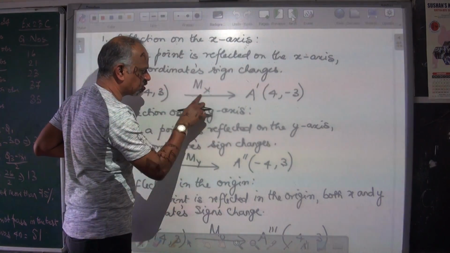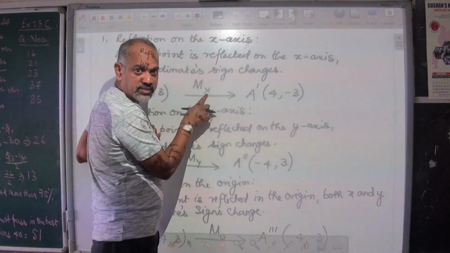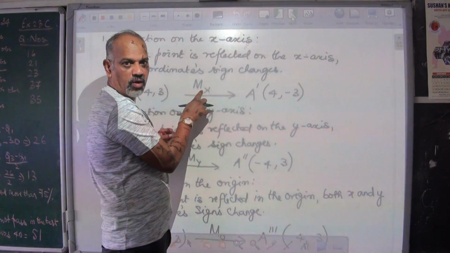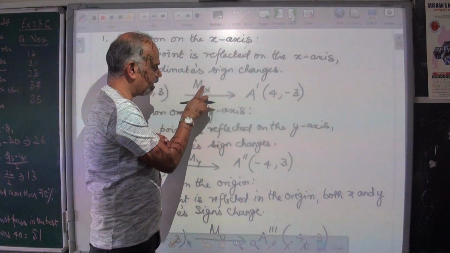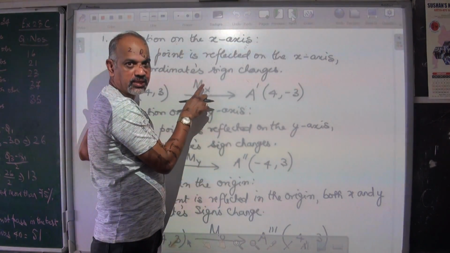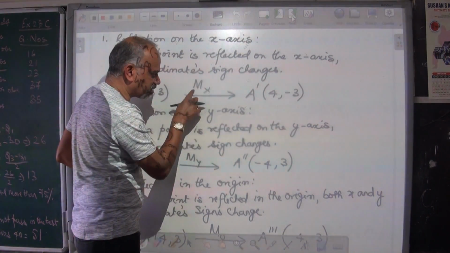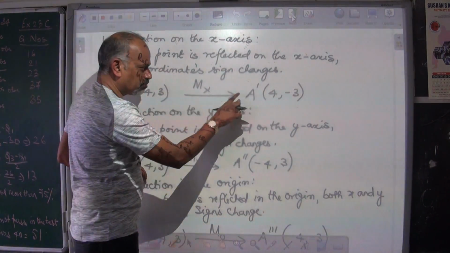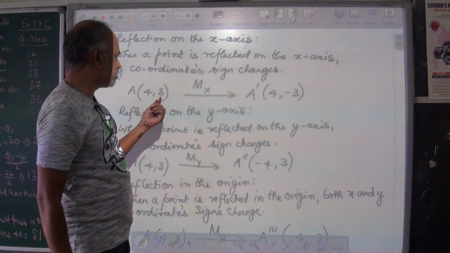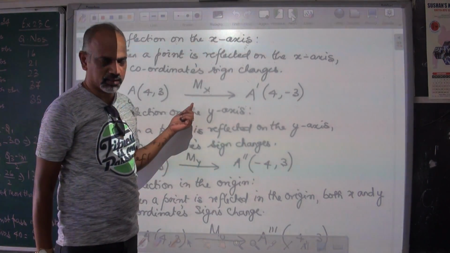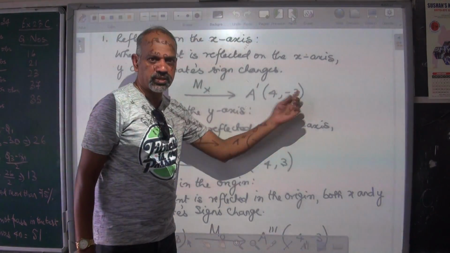Now what is this Mx? Capital M stands for mirror, and the suffix x says that it is reflected on the x-axis. The mirror is the x-axis. This is how you represent it. Mx means the mirror is the x-axis. So point A, when it is reflected on the x-axis, becomes A dash, and according to this, the sign of y will change. That is, 4 will remain 4, and 3 becomes -3.